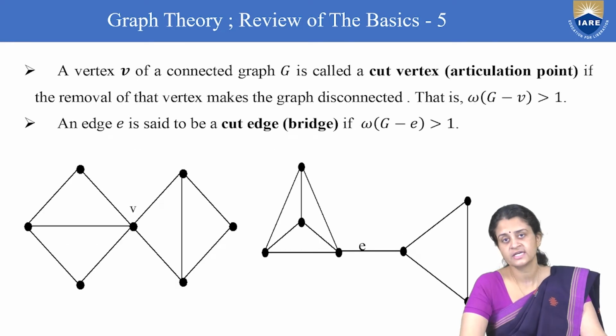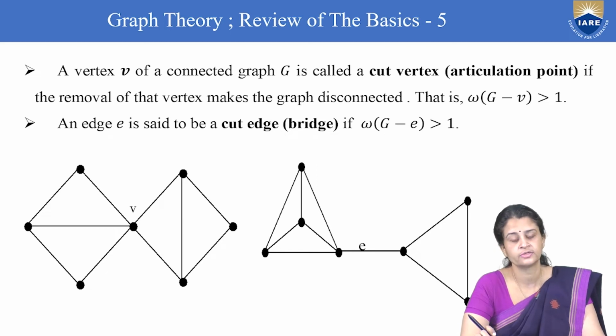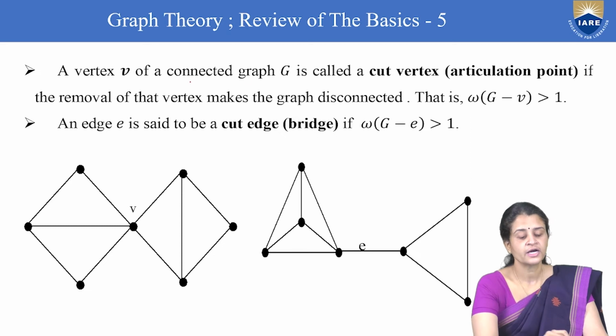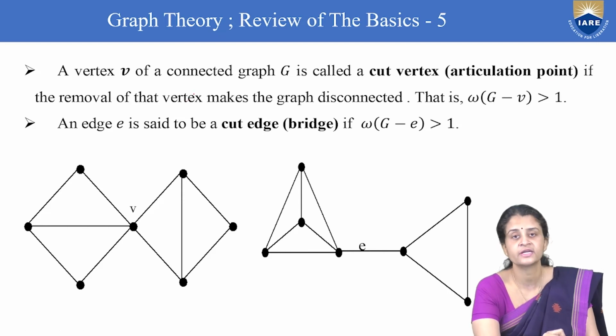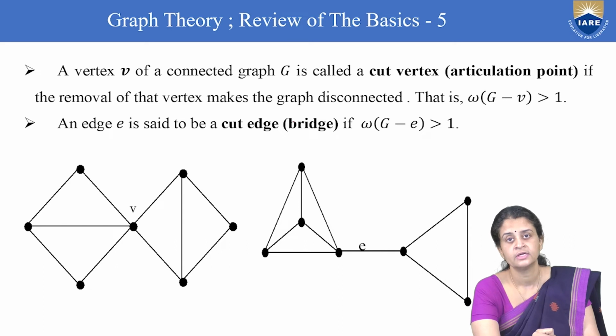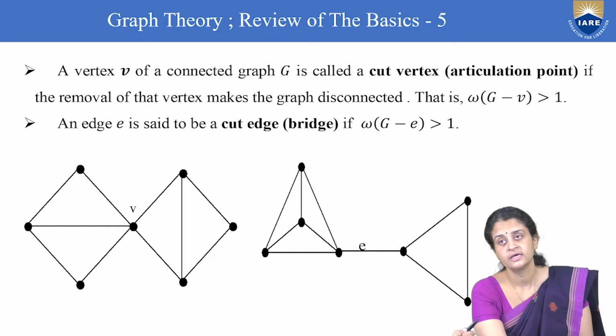Now we will see what is a cut vertex and a cut edge, or a bridge or an articulation point. A vertex V of a connected graph G is called a cut vertex or an articulation point if the removal of that vertex makes the graph disconnected. That is, we know the number of connected components of a graph is denoted by omega G. If omega of G minus V is greater than 1, then we say that V is termed to be a cut vertex or an articulation point.